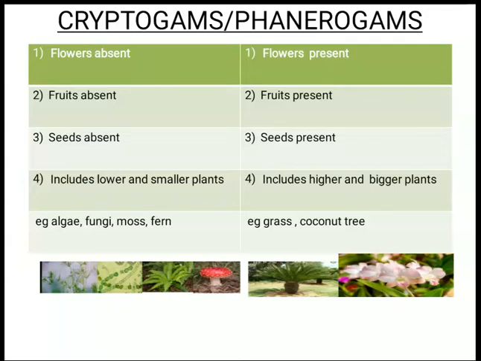It includes lower and smaller plants, and examples are algae, fungi, moss and fern. Whereas on the right hand side, phanerogams, the fourth point is includes higher. What is opposite of lower? Higher. And what is opposite of smaller? Bigger plants. And the examples are grass, coconut tree. You may include all the bigger trees like mango tree, banyan tree, etc.